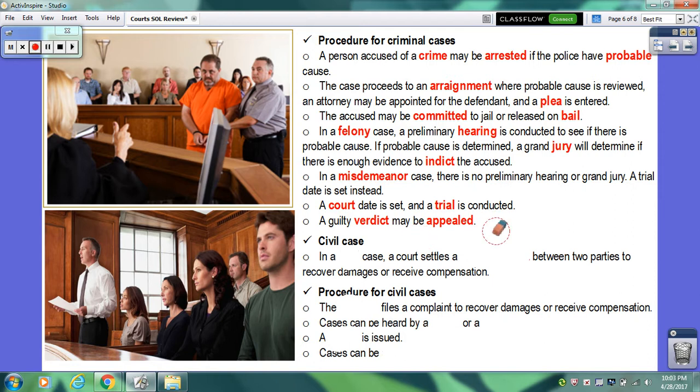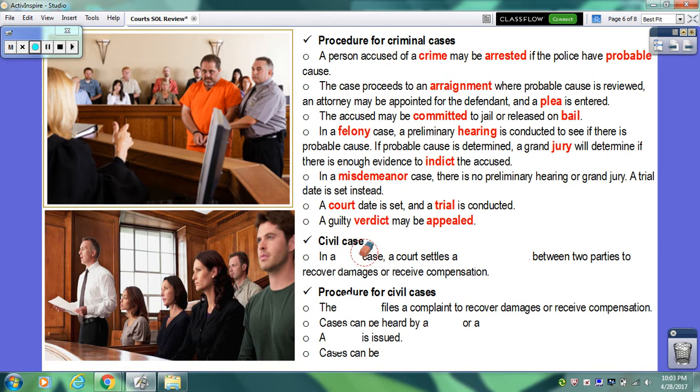So again, in the state of Virginia, if you had a criminal case, you would start in the circuit court. If you had a misdemeanor, you would start in the district court. Or if you were below the age of 18, you may start in a juvenile court.